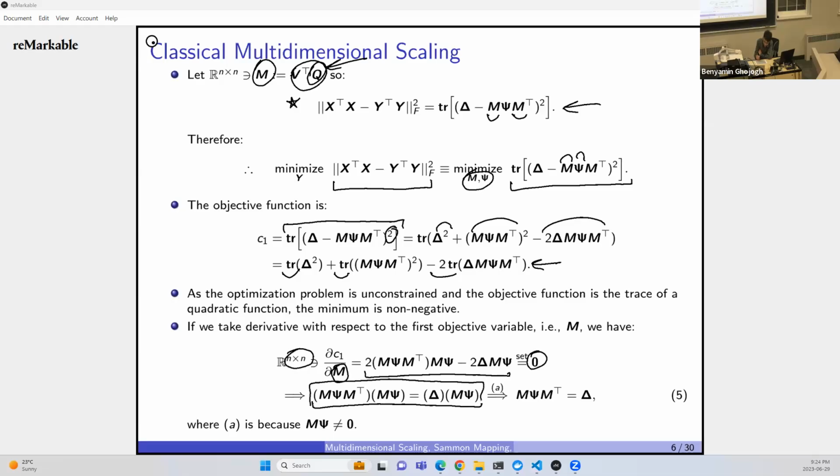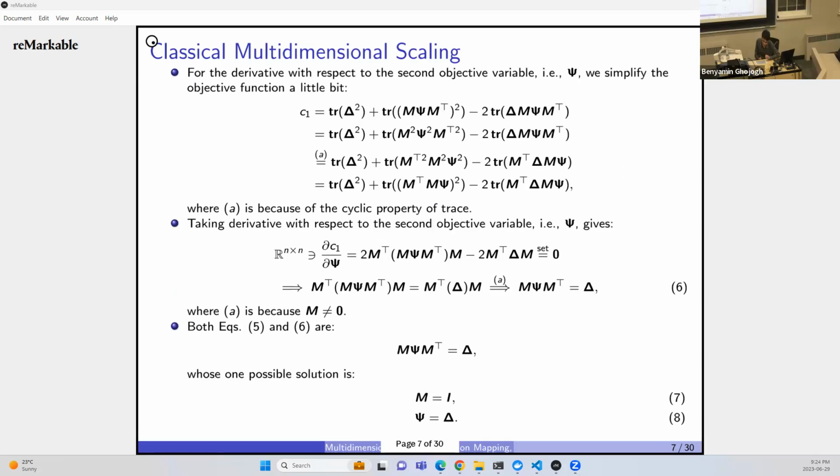Now what happens? Let's discuss this. Can I cancel these from the sides? Yes, if this is not 0. If this is not 0, I can cancel. So as it is not 0, I can cancel them. Therefore, it is simplified to this: M psi M transpose equals delta.